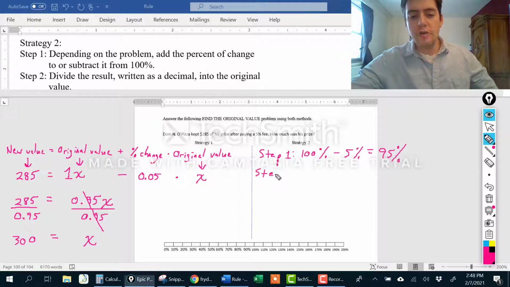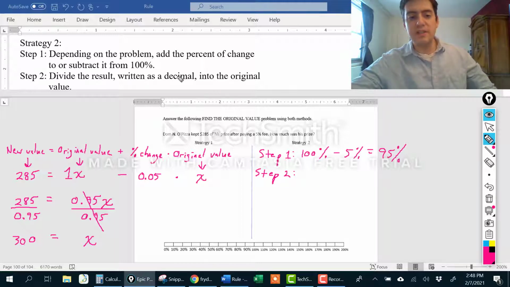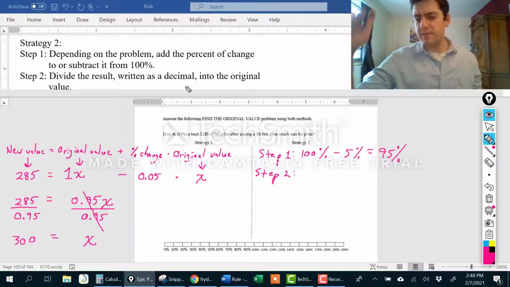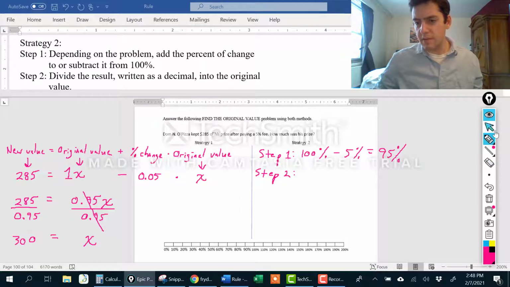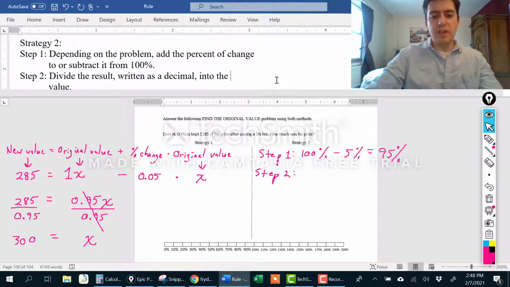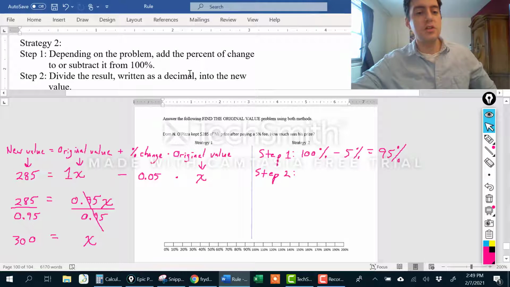And then step 2 of strategy 2 is to divide the result. So our result here is 95% written as a decimal into the new value. When I say divide into, that means I'm going to take the new value and divide it by 0.95. I'm sorry, I said original value, but that should say new value. We're looking for the original value, right? So yeah, that should say new value.